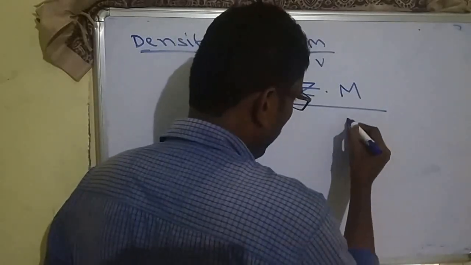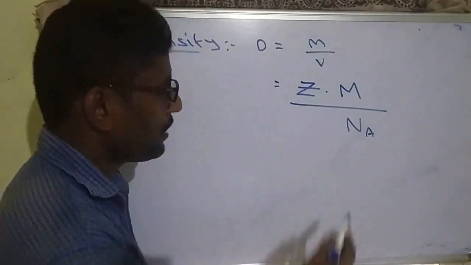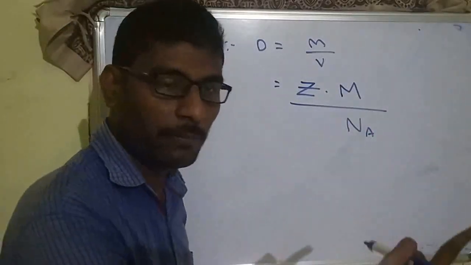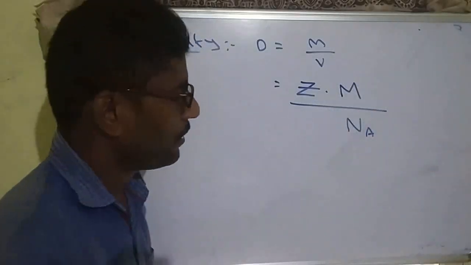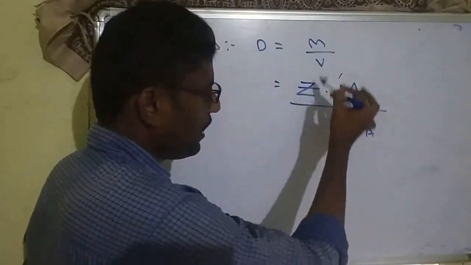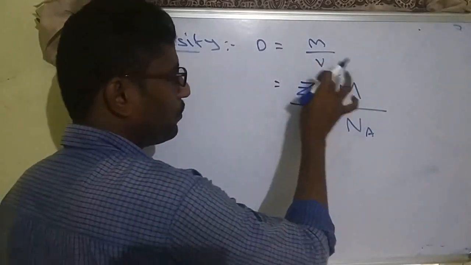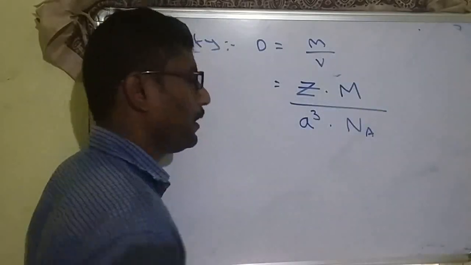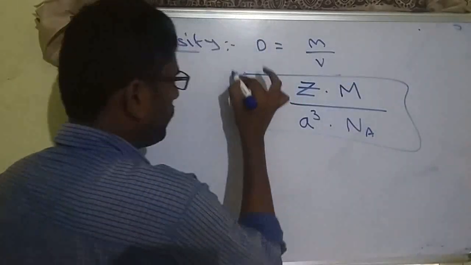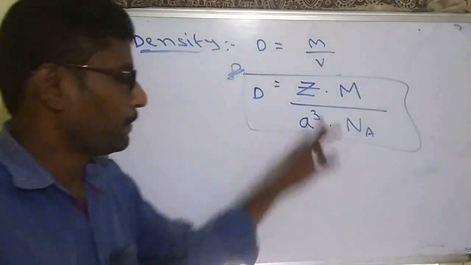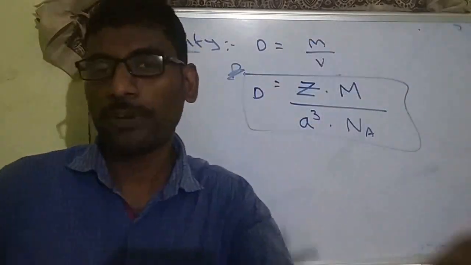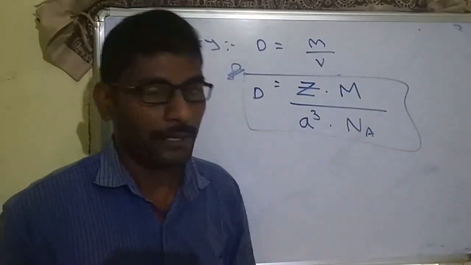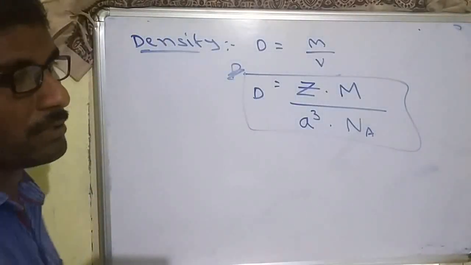molar mass divided by Avogadro number. Because molar mass means the mass of one mole of atoms. If you want to calculate for only one atom, you should divide by Avogadro number. This is the mass of one atom, multiplied by the number of atoms, divided by the volume of the unit cell. Unit cell means cube. Volume of cube will be a cubed. So this is the formula of density of unit cell: Z M by a cubed N_A. Z, the number of atoms, depends on which unit cell is given. M is the molar mass, N_A is the Avogadro number, a is the edge length. So this is also an important formula.